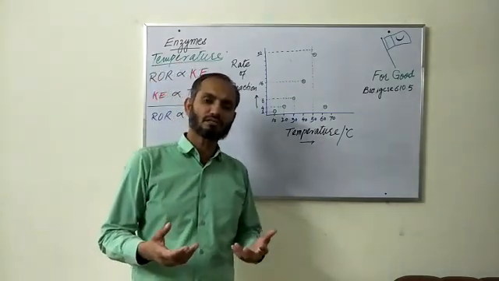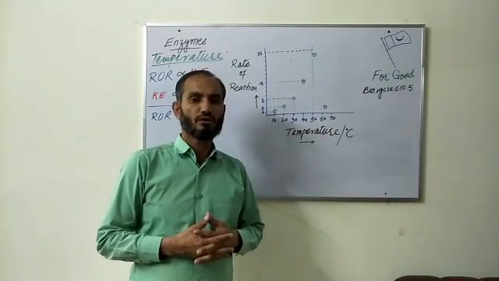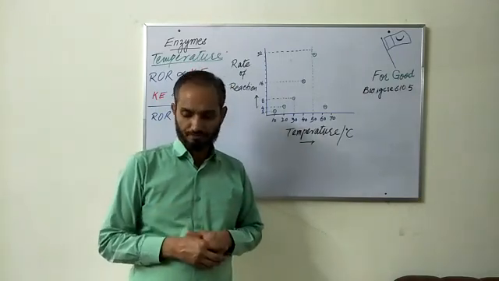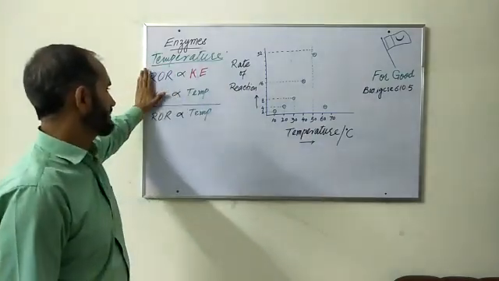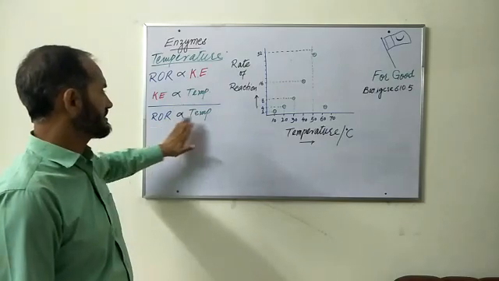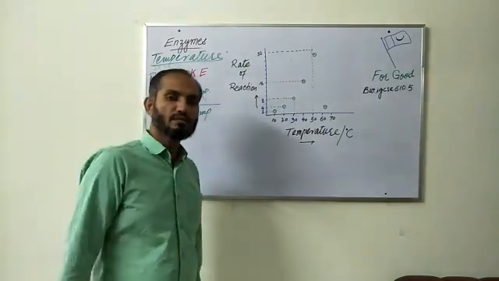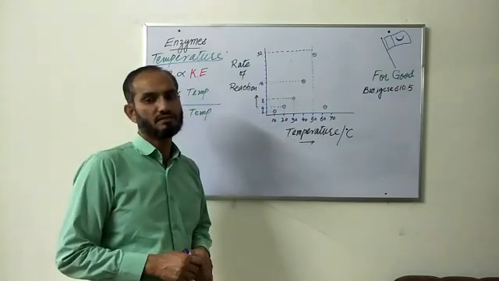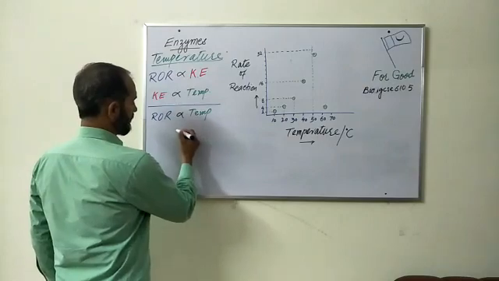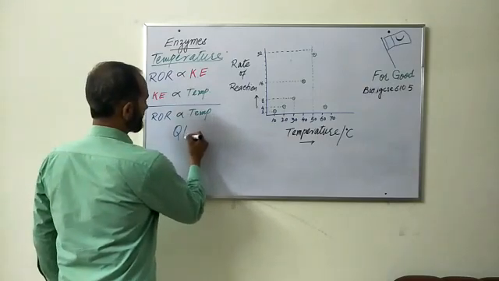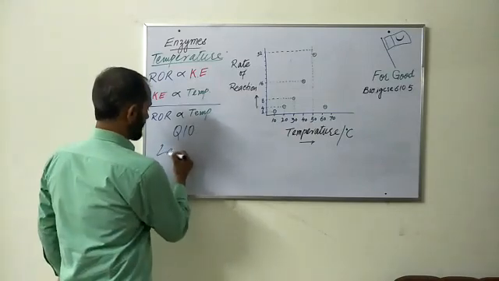But the question is, how much will be the increase in rate of reaction for a unit increase in temperature? If it is understood why the rate of reaction is increasing by increasing the temperature, then let's discuss the factor of rise in rate of reaction. There is a law called Q10, or this is also called the law of 10.